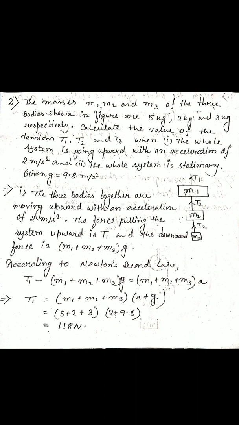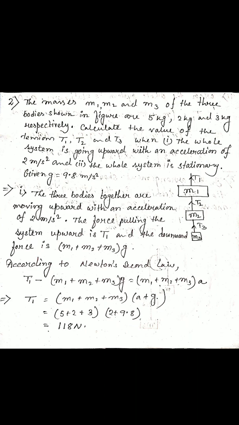Net force equals m into a. The net force acting on the system is from T1, the upward directional tensional force. Here T2 and T3 are not affected, so the upward force is T1 and the downward force is (m1 plus m2 plus m3) into g. If we subtract these two, that is the net force acting on the system, which equals m into a, where m means the total mass. So from here you put in the values, because the a value is given, and we get the value of T1.